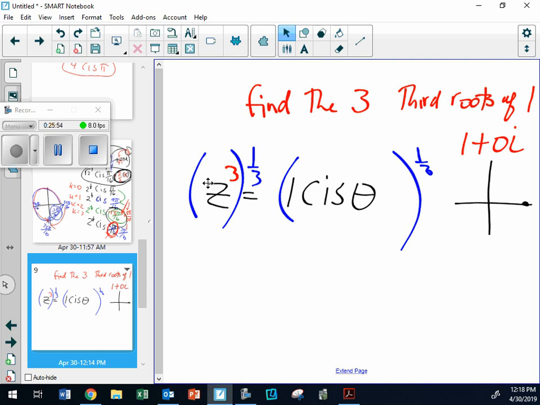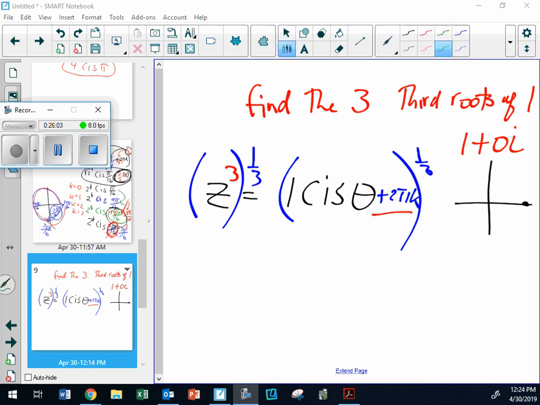And don't forget to put something in there. I'm going to pause for a minute, again, while I give you some work time. Awesome. So if we add plus 2 pi k there, then the next step is the move of the exponent.